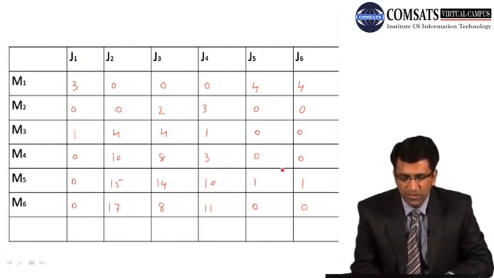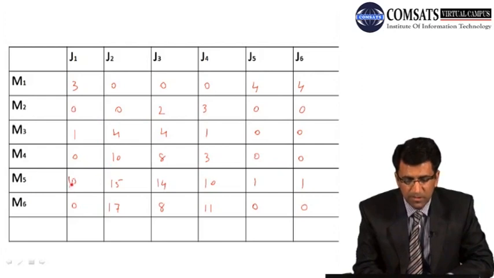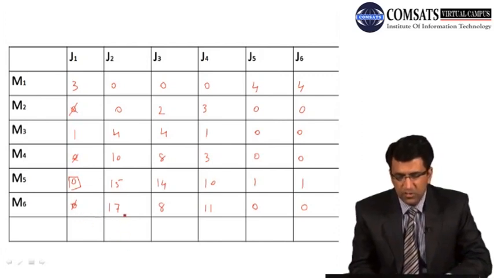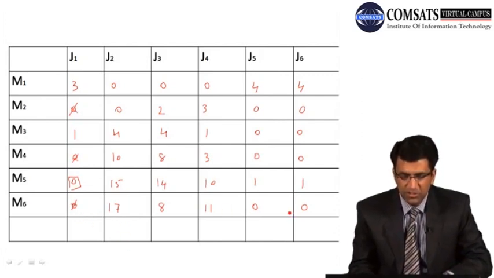Fourth row, more than one 0, leave it. In the fifth row there is a single 0, so you can make the assignment, and you'll have to cross down all the other zeros in the corresponding column. Again, in the sixth row there is more than one 0, so you can initially leave it.